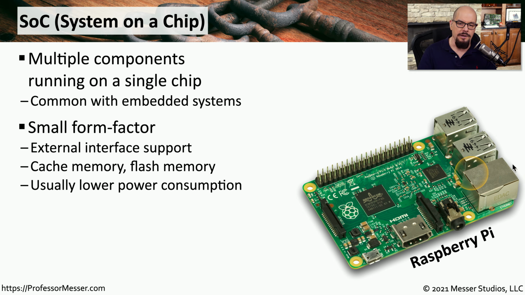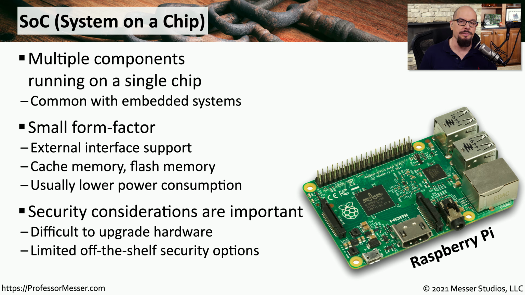You may not be able to tell from this picture of a Raspberry Pi, but this is a relatively small form factor. You can see an HDMI interface, there's USB interfaces on the side, and an RJ45 connector for Ethernet connectivity. There's not only support for those external interfaces, there's usually memory that's built into the board itself, and it's very common that these would have a very low power consumption because these are very simple devices that don't require a huge power draw.